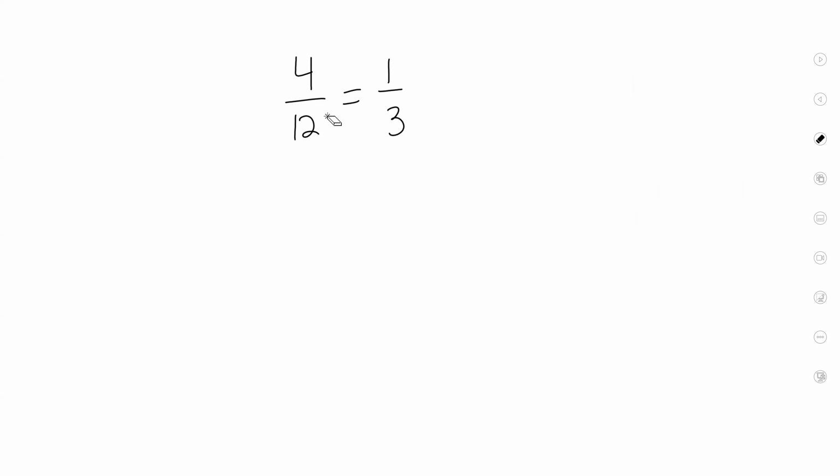They're equivalent, okay? Now, if you want to check to make sure we simplified this fraction correctly, you can do something called cross multiply. 12 times 1 is 12. 4 times 3 is 12. So those fractions are equal to each other.